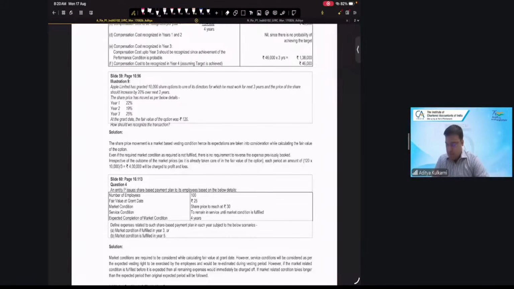The share price movement is a market-based vesting condition in this particular scenario. Even if the required market condition is not fulfilled, there is no requirement to reverse the expense previously booked. Irrespective of the outcome of the market prices, as it is already taken care of in the fair value, each period an amount of 120 into 10,000 by 3, equal to 4 lakhs, will be charged off to the P&L.